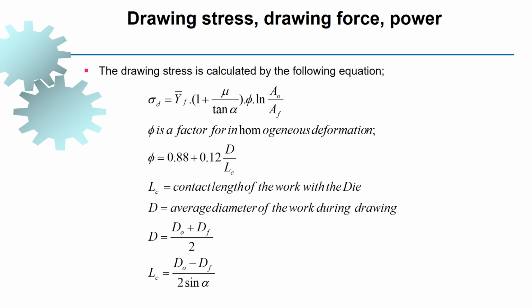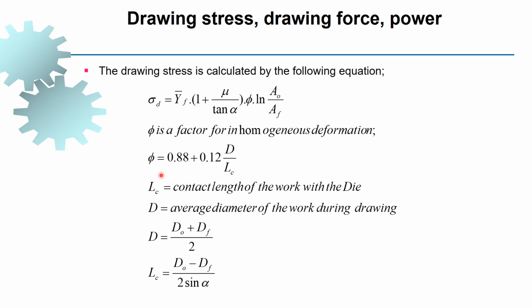In the wire drawing process, the drawing stress is calculated. How much stress? We are using a force F for pulling the material out of the die opening. If F is the force, then how do we calculate the drawing stress? The drawing stress can be calculated as flow stress times 1 plus mu over tan alpha. Mu is the frictional coefficient, alpha is the die angle, times phi, an inhomogeneous deformation factor, times log A0 over AF, the initial and final area ratio.